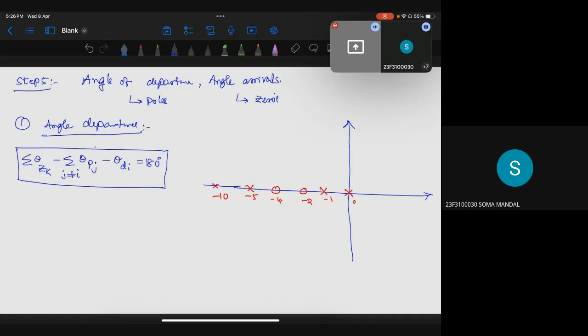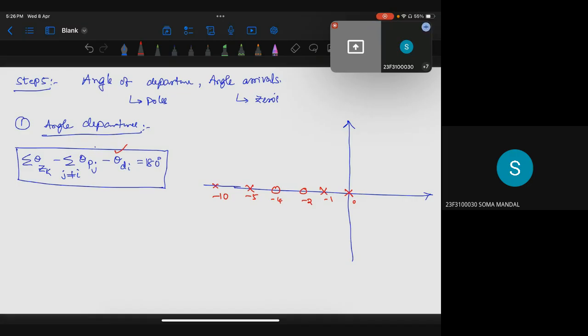Minus summation of pi plus summation of z. Yes, that is also correct. Ultimately, what we are trying to find is this term. Sir, I have one question regarding this equation. If we arrange this equation, then from here we can write that theta di is equal to summation of theta zk minus summation of theta pj, minus 180 degrees. That is correct.